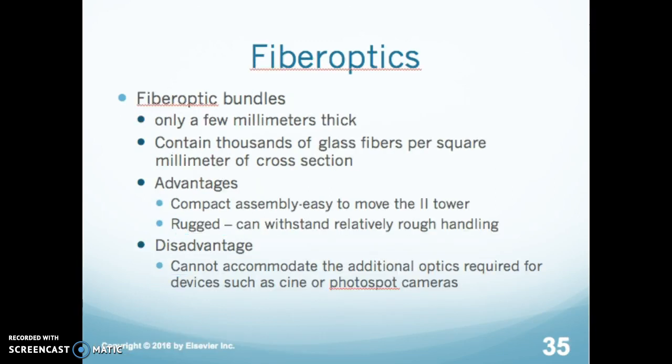So fiber optics, only a few millimeters thick, contain thousands of glass fibers per square millimeter in a cross section. The advantages are they're compact, easy to move on the II tower, they're rugged, they can withstand relatively rough handling. The disadvantages, they cannot accommodate additional optics required for devices such as cine or spot films.